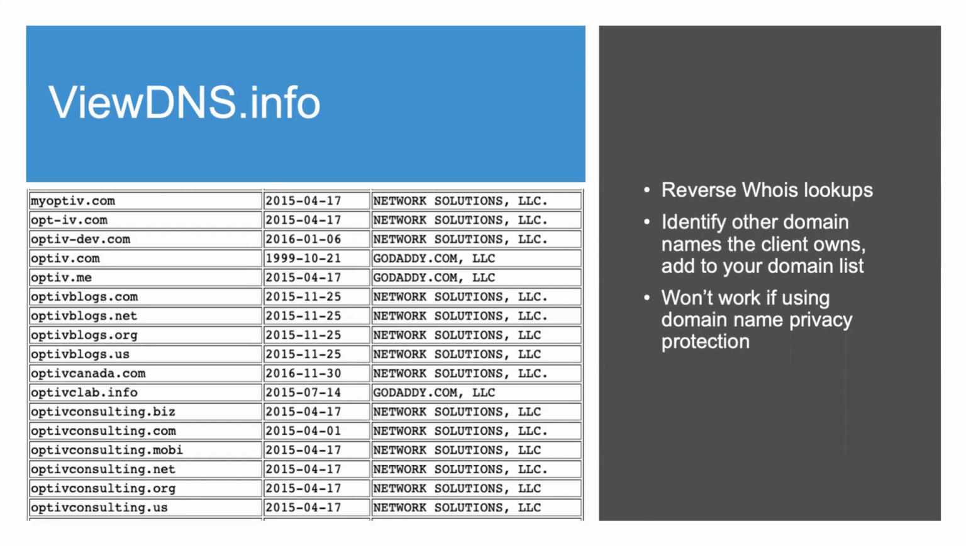This viewdns.info website has a ton of different options available for you to play with. If you visit it, you basically just try different methods to see if you can get past that. Because Optiv actually had domain privacy enabled, I had to play with this to get this list here.